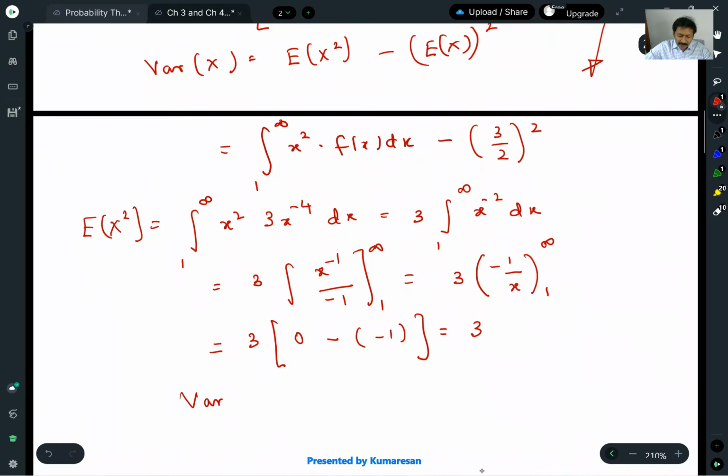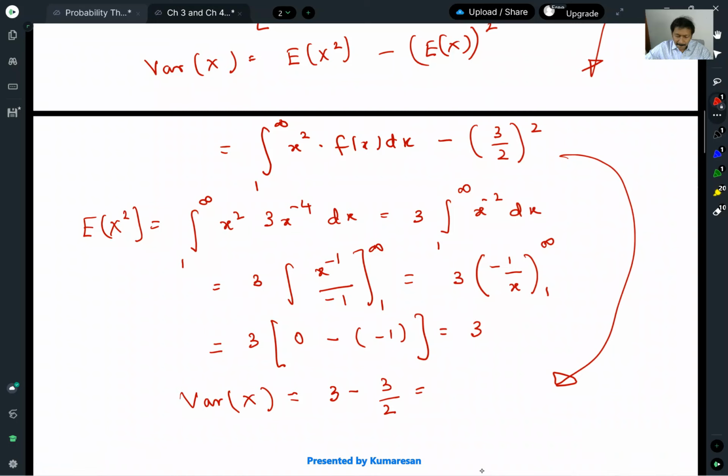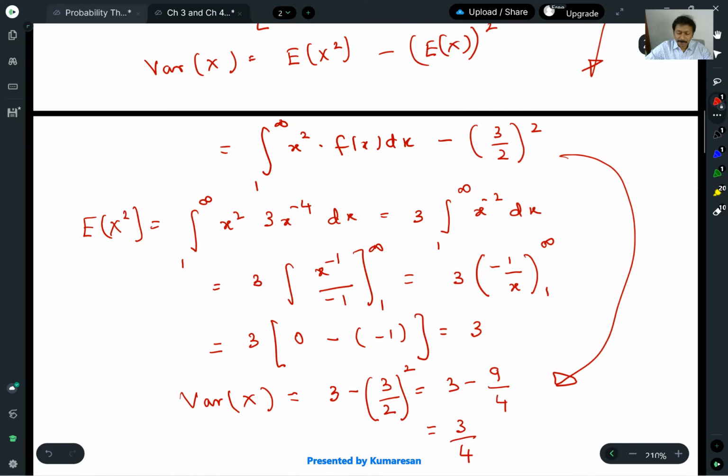Therefore, variance of x, continuing from here, is the expected value of x squared that I just calculated, which is 3, minus 3 over 2 the whole squared, which is 3 minus 9 over 4, which is 3 over 4. So the variance is 3 over 4.